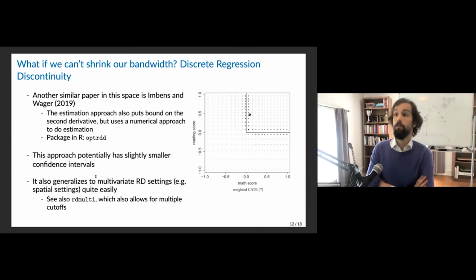So this is a paper by Imbens and Wager, I want to say it's in Restat. It's either in Restat or in JBES. And what it's doing is a very similar approach in spirit to the Kolesar and Roth approach, namely that it's putting a bound on the second derivative. It's kind of thinking about this in an honest way.